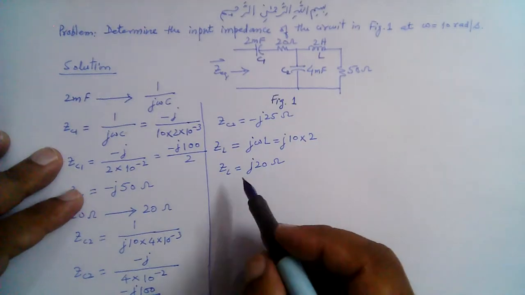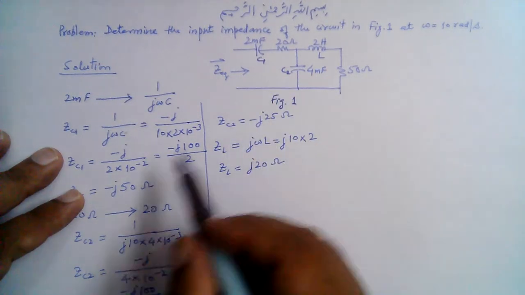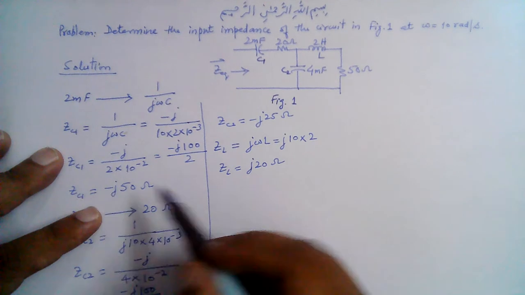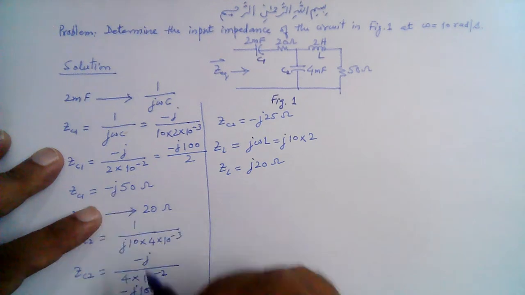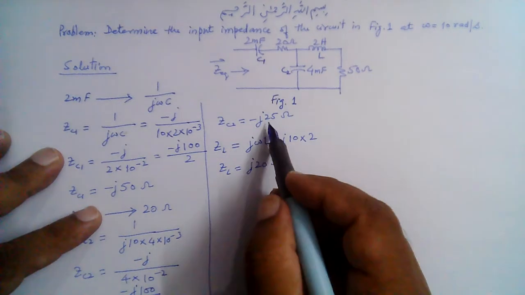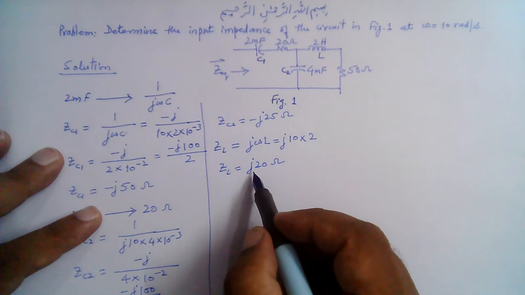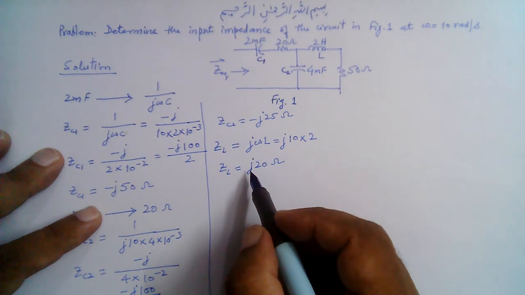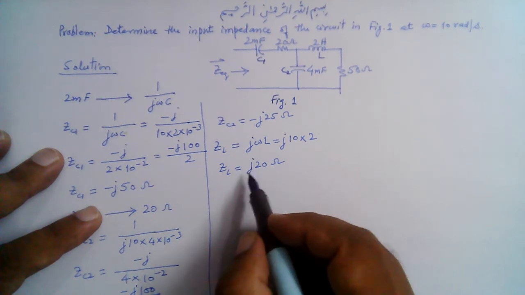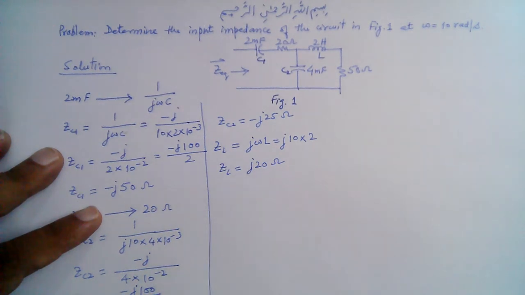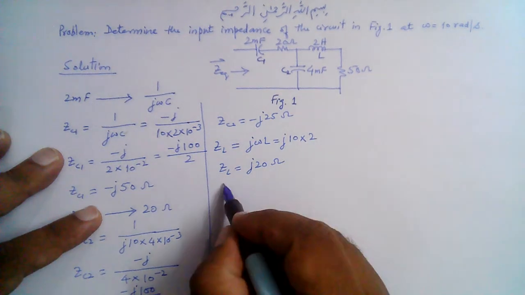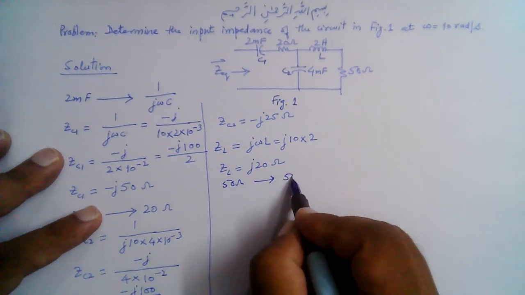You note that the impedance of a capacitor is always preceded by a negative sign, while the impedance of an inductor is positive. Here we have minus J. Here again for ZC2 we have minus J, but for the inductor we have J 20 ohm. So whenever you are given an impedance with a minus J, that is the impedance of a capacitor. And when we have an impedance of plus J something, that is the impedance of an inductor. So this 50 ohm resistor remains the same in the phasor domain.